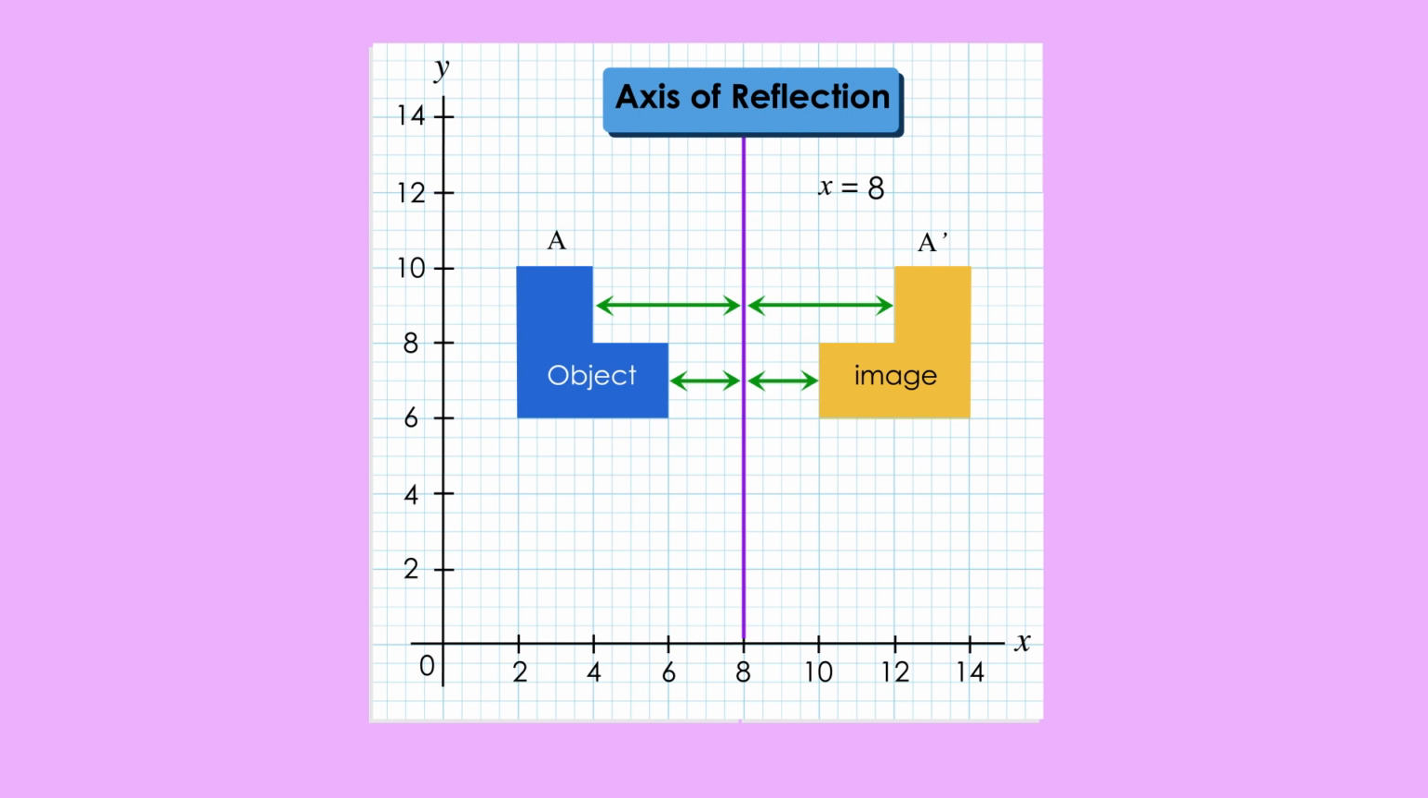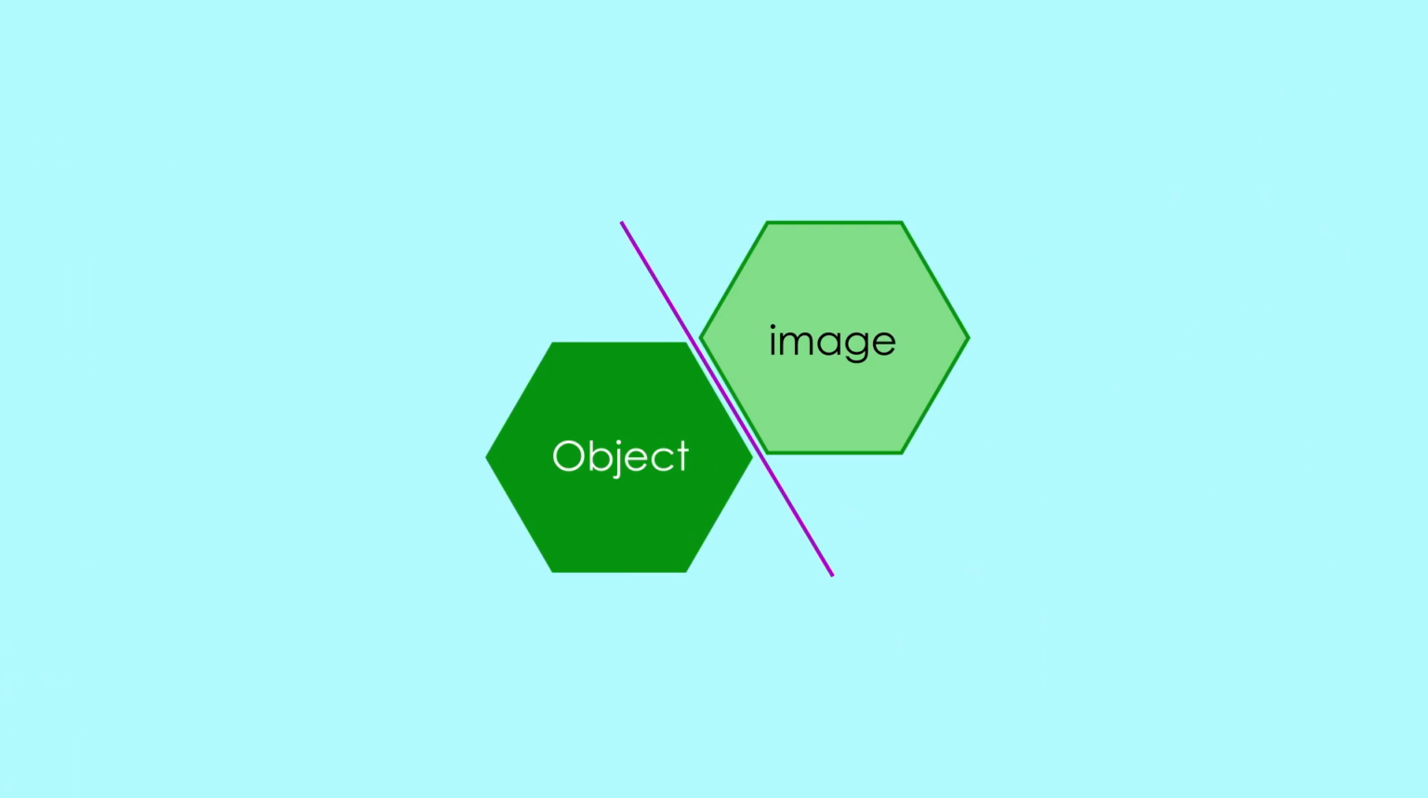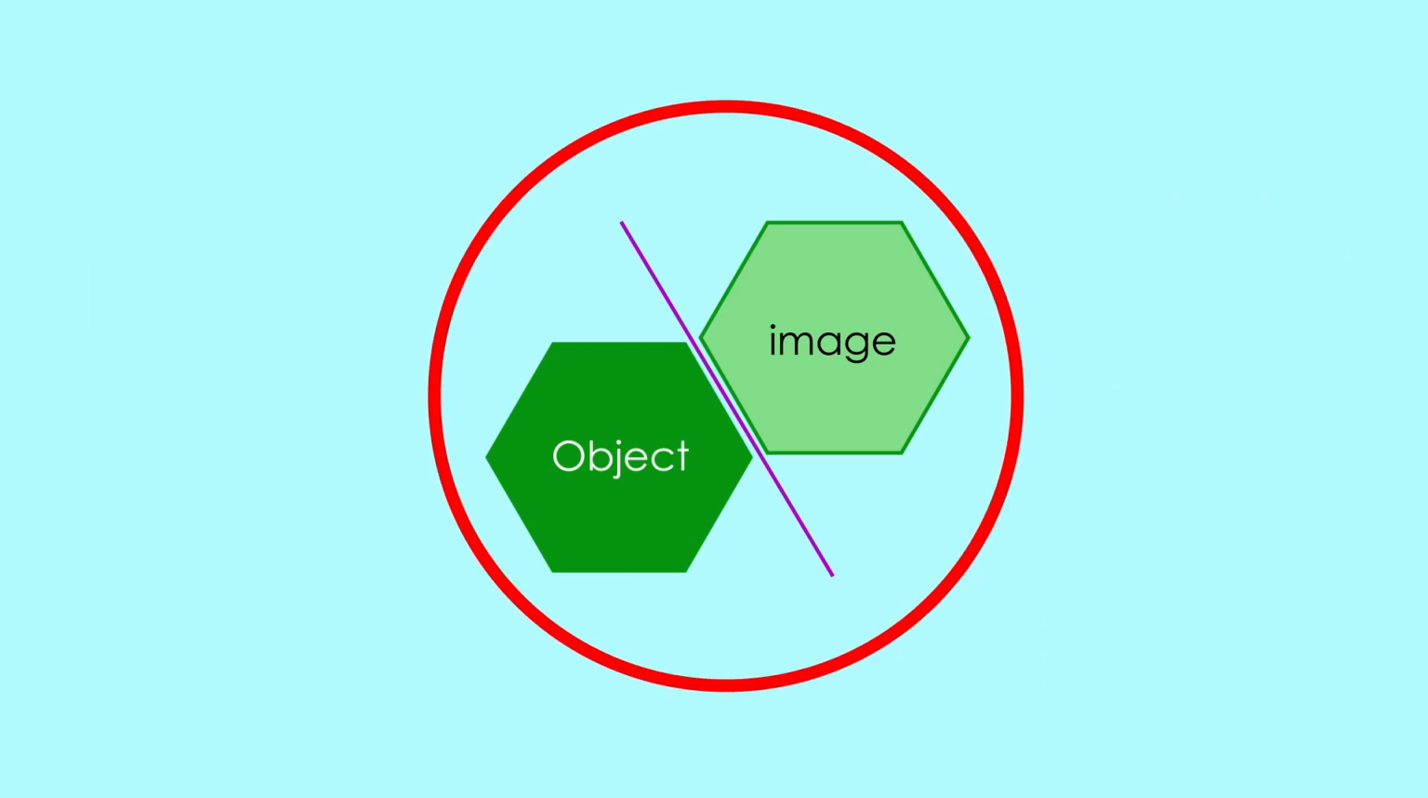The shape and the size of the image is the same as the object, but the orientation is reversed as it is flipped towards the axis of symmetry. Girls and boys, now try to determine whether the following patterns show the orientation of a reflection. Let's observe.